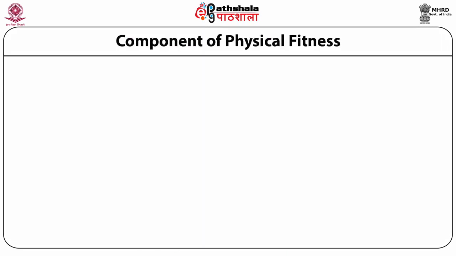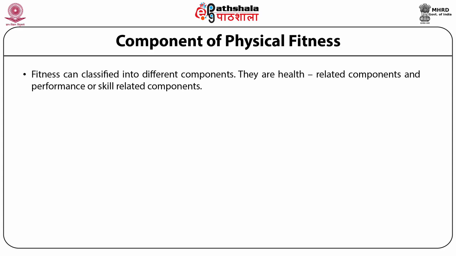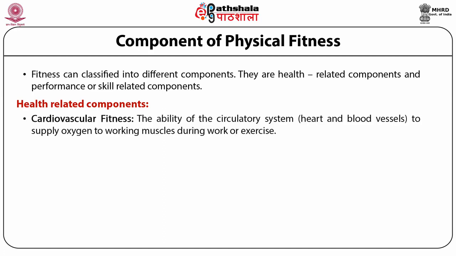Components of physical fitness. Fitness can be classified into different components. They are health or health related components and performance or skill related components. When we talk about the health related components, these are those factors that are related to how well the system of your body works, like cardiovascular fitness, body composition, flexibility, muscular strength, muscular endurance. Cardiovascular fitness is the ability of the circulatory system, especially the heart and blood vessels, to supply oxygen to working muscles during work or exercise.